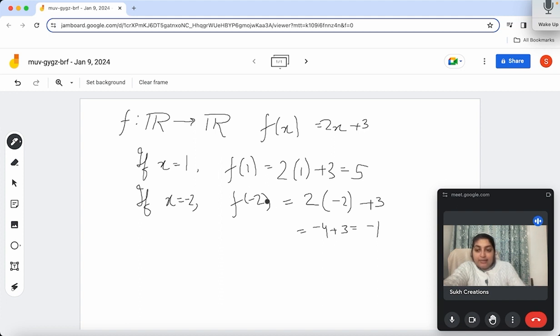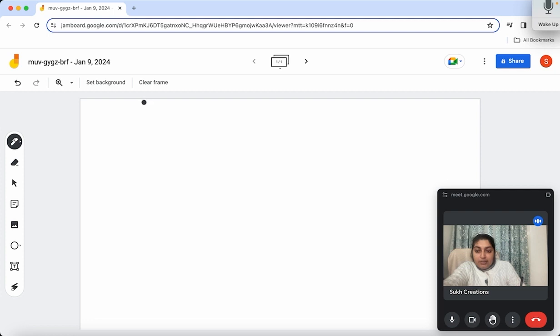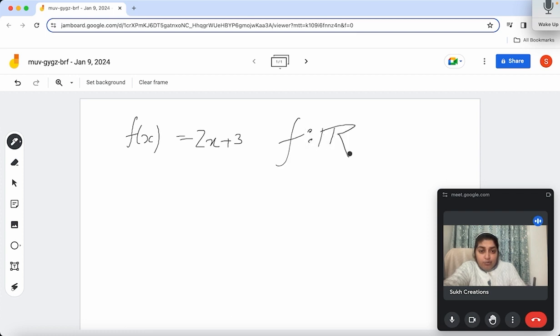But first of all, let's discuss what a domain is. So let's just dive into that. The domain of a function is the set of all possible input values for which the function is defined. This represents the permissible values that can be used as input to the function. For example, in the previous example, 2x + 3 was our function, defined with input values belonging to real numbers and output values belonging to real numbers. So this is our domain.